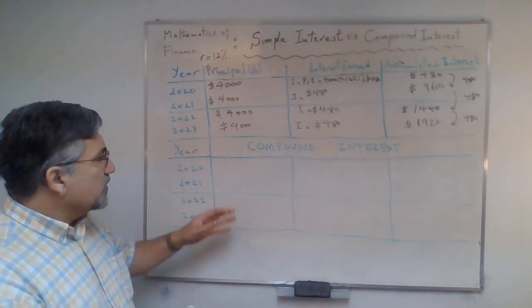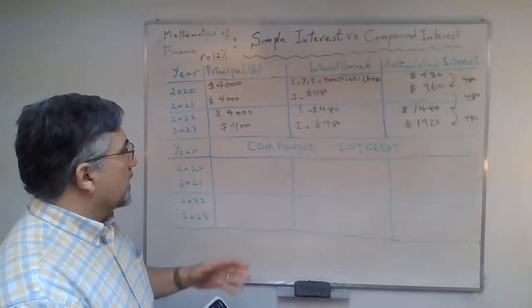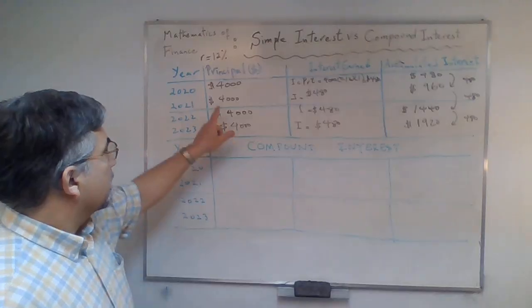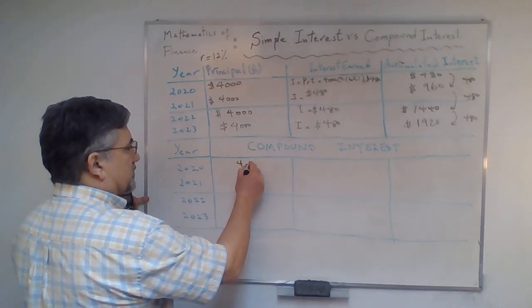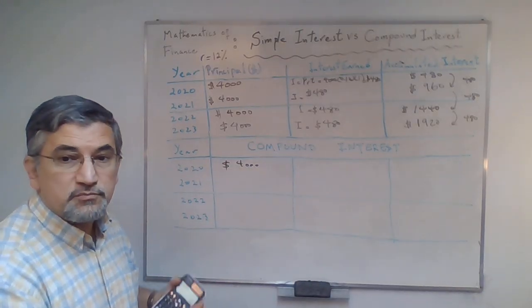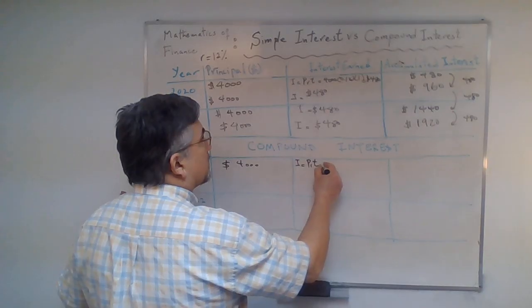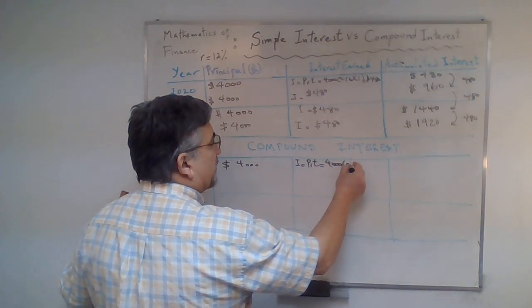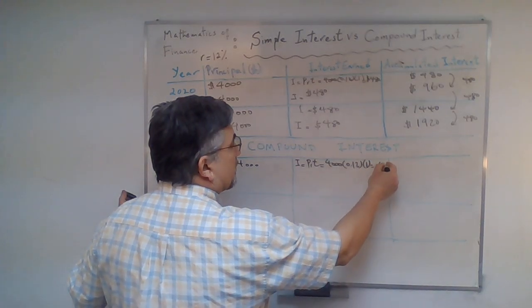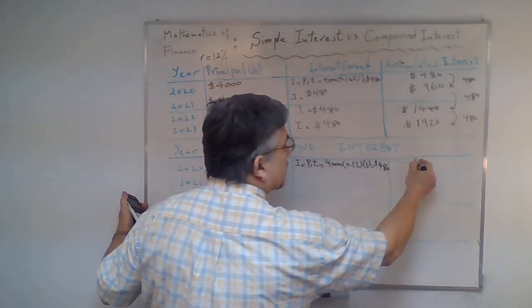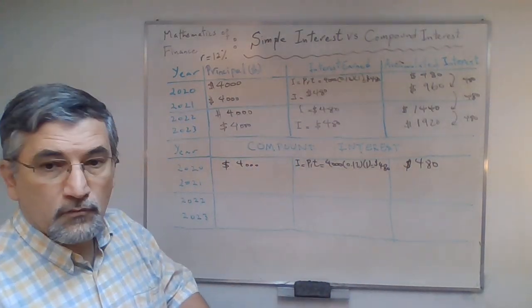Okay. Now there's another type of interest which works a little bit differently. The first year, we assume the same $4,000. That's your principal, and again, the amount of interest would be PRT. So if we assume the same rate of interest and the same number of years, you will earn $480, no questions asked. So this is what happens at the end of the first year.